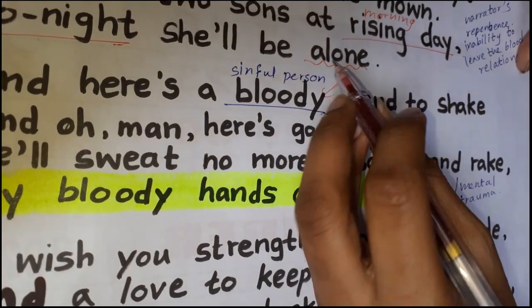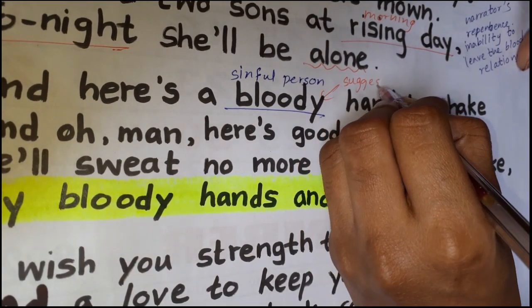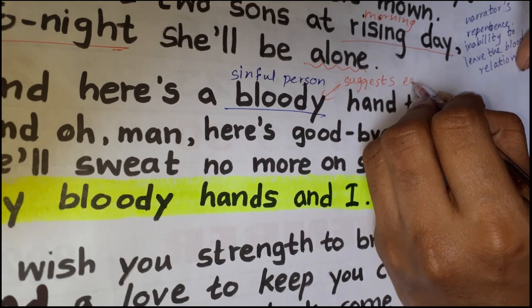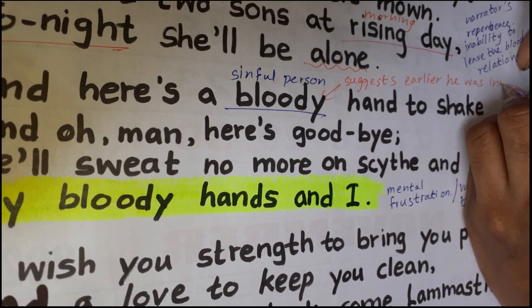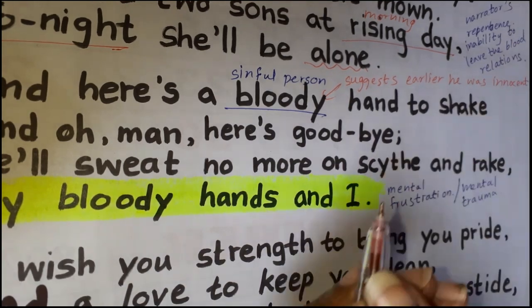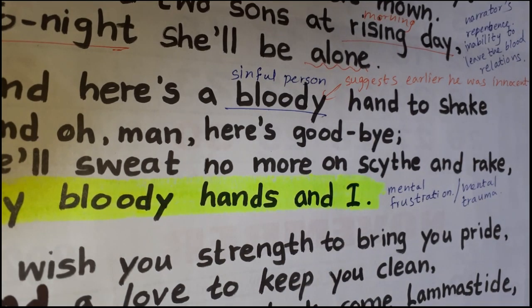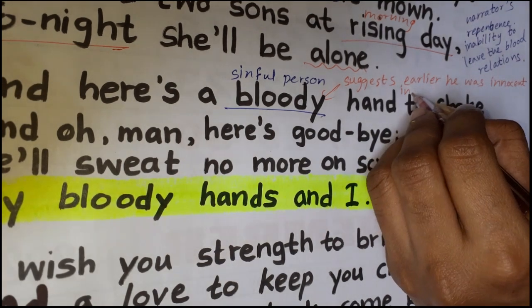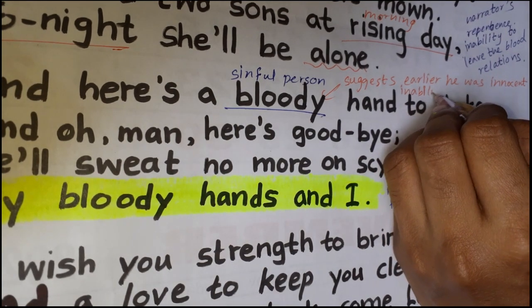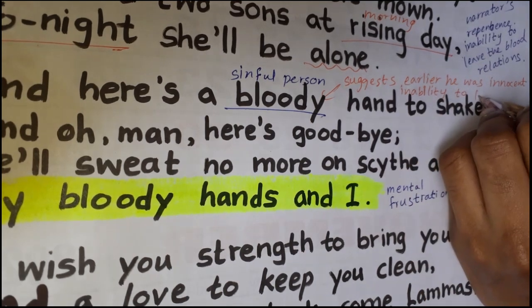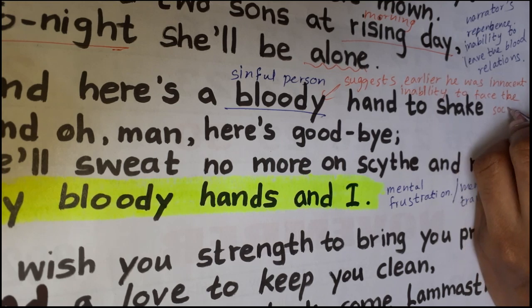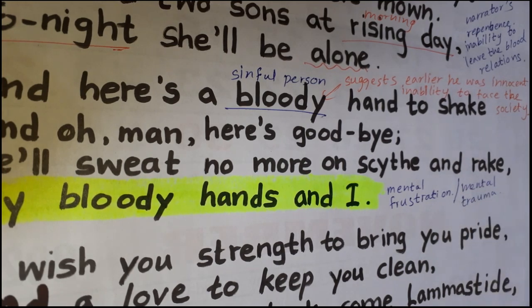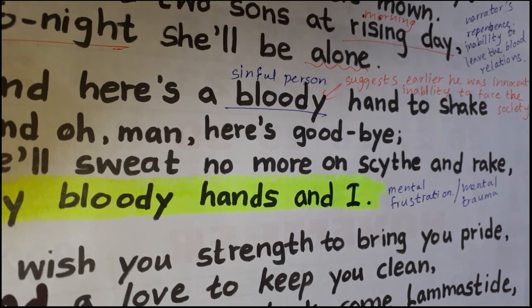So you can see it suggests earlier he was innocent, he used to be innocent, and now his inability to face the society. Well, so this has become an unexpected incident, and it affected him a lot.